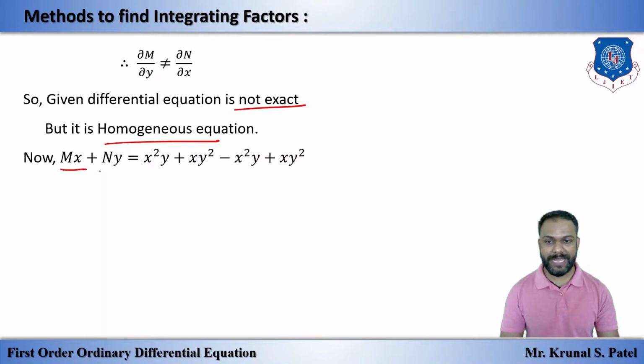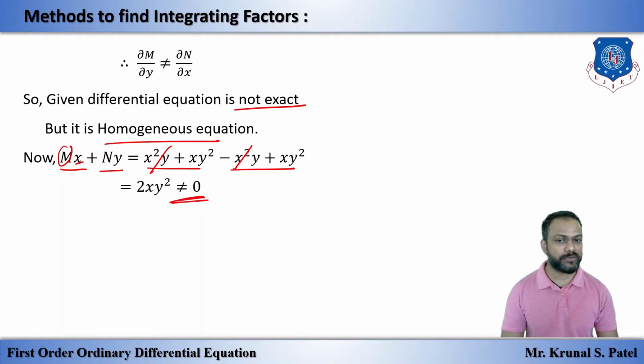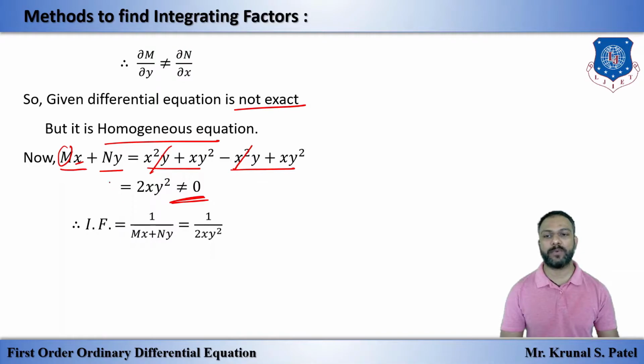So we can find Mx plus Ny. That means multiply M with x and N with y. So we have these two terms, and by cancelling out these two, we have remaining xy square plus xy square, so 2xy square, which is not equal to 0. So the integrating factor is equal to 1 upon this value Mx plus Ny, that means this value. So this is our integrating factor.